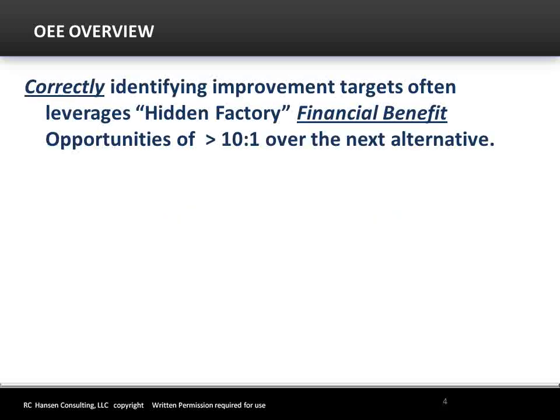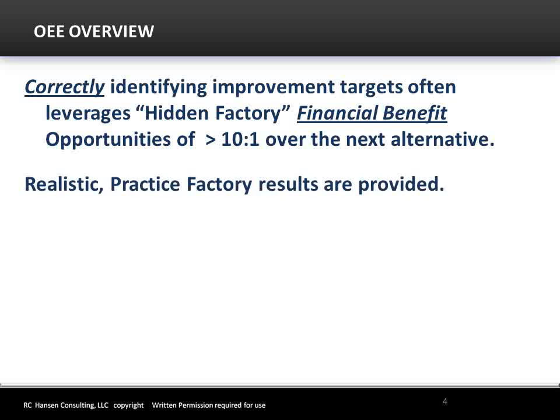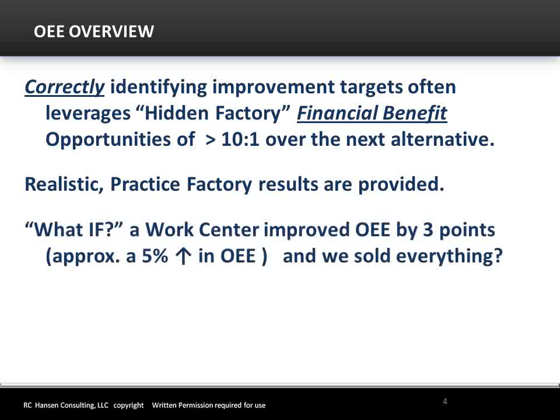You need to be aware that correctly identifying improvement targets often leverages hidden factory financial benefit opportunities of greater than 10 to 1 over the next alternative. We provide realistic practice factory results, and we look at it from a what-if situation. So, what if a work center improved OEE by 3 points? That's approximately a 5% increase in OEE, and we sold everything.